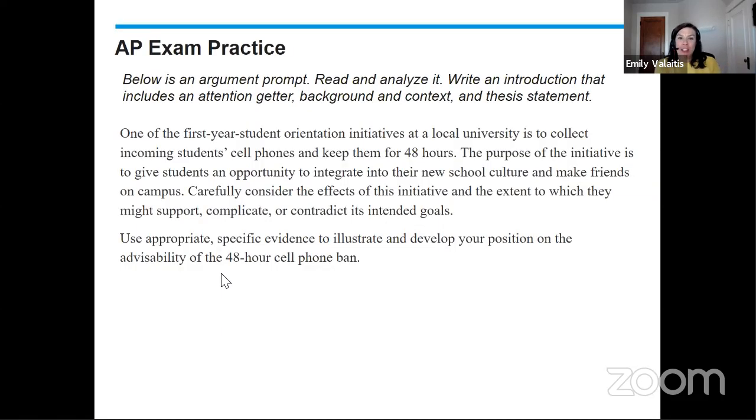Before we really dive into today's lesson, I want us to review what you guys learned yesterday. Yesterday, you were wrapping up the argument prompt, and you were given this particular prompt to write an introduction to.